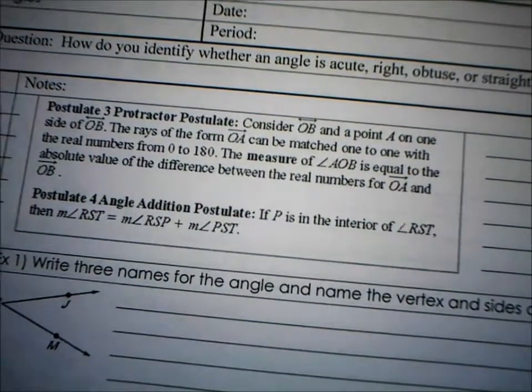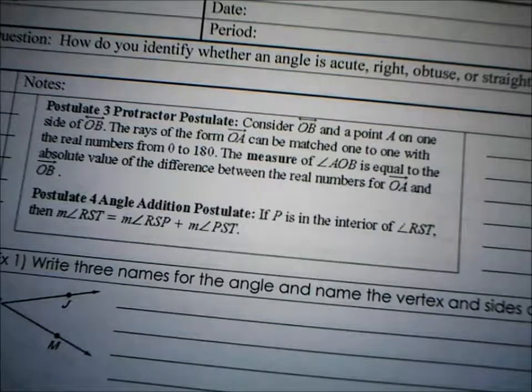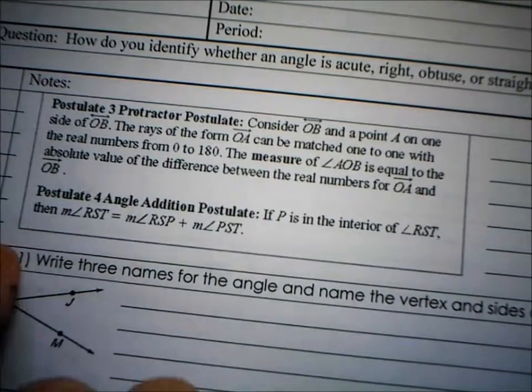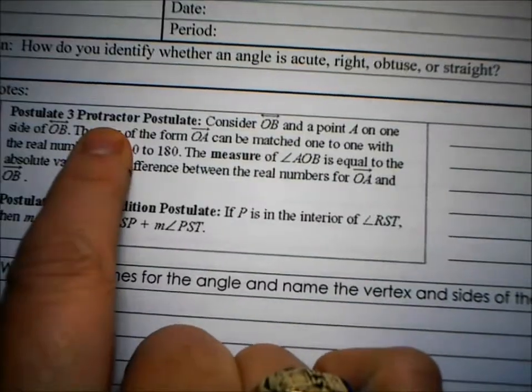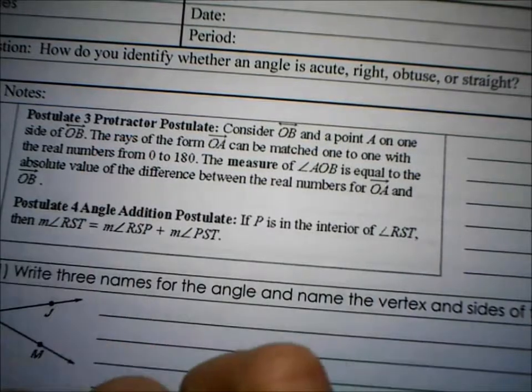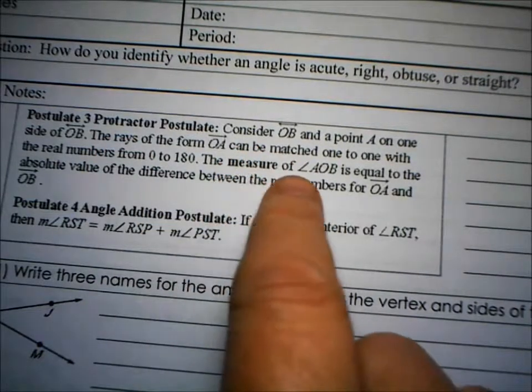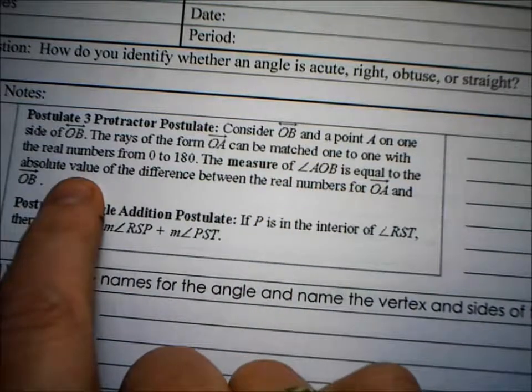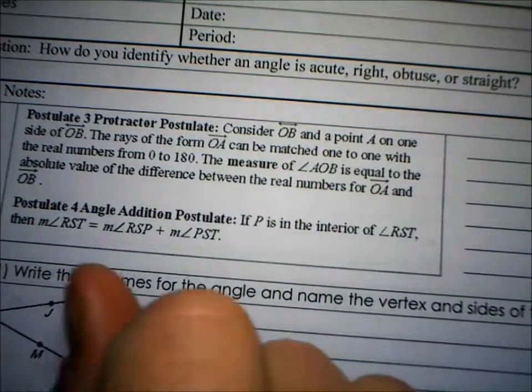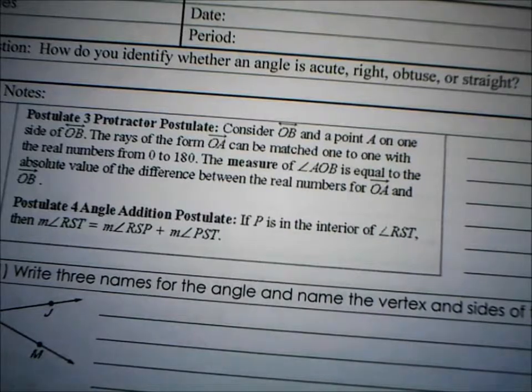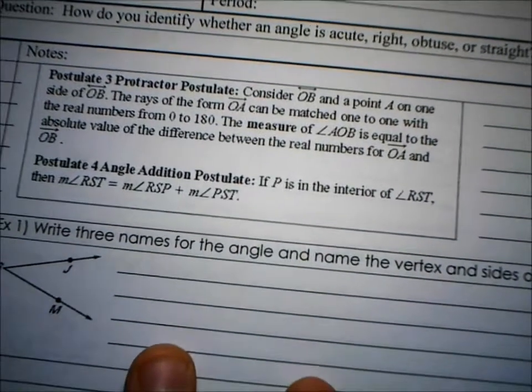Okay, we have two postulates. Remember, a postulate is just a rule that they just made. The first one explains how to use a protractor. It states that the measure of angles equals absolute values, so they're always going to be positive real numbers. So make sure you always have positive degrees.